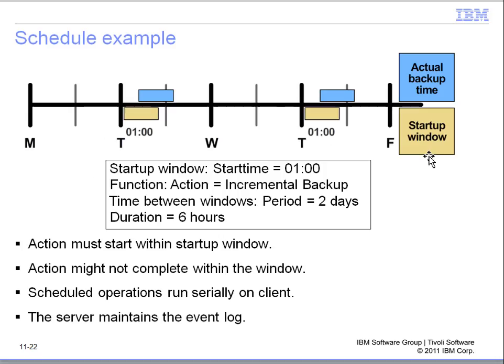In this example, below the line we're showing the startup window. The blue box is the actual start time. So wherever your startup window is, that's the amount of time the client can start. It doesn't mean it needs to complete. So if we're randomizing and we have a 1-hour startup window, we can say 50% of the clients that we're scheduling will start at different times during that hour.